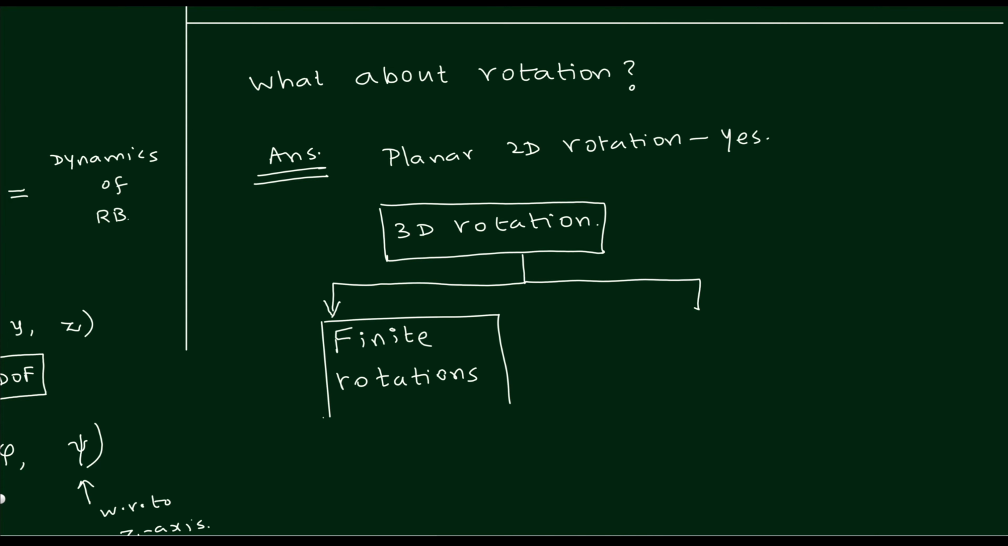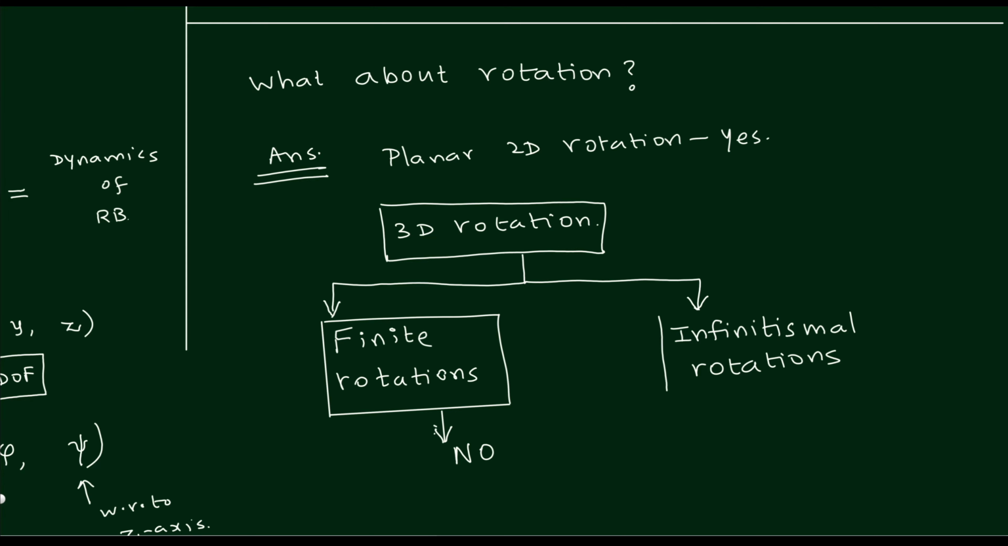Finite rotation means theta is a finite number, 10 degrees, 20 degrees, 30 degrees, etc. These are finite rotations. And then infinitesimal rotation means very small: 0.01, 0.05 degree, 0.1 degree, this kind of very small angle. Such kinds of rotations are known as infinitesimal rotation.